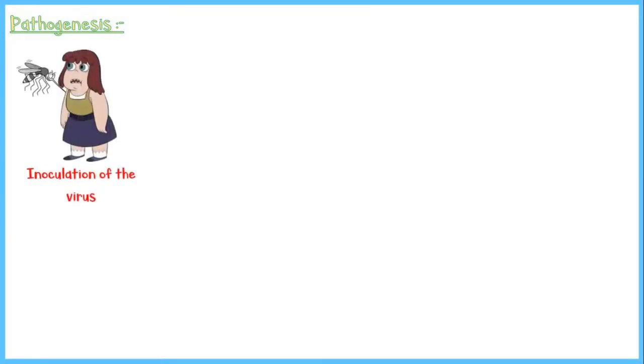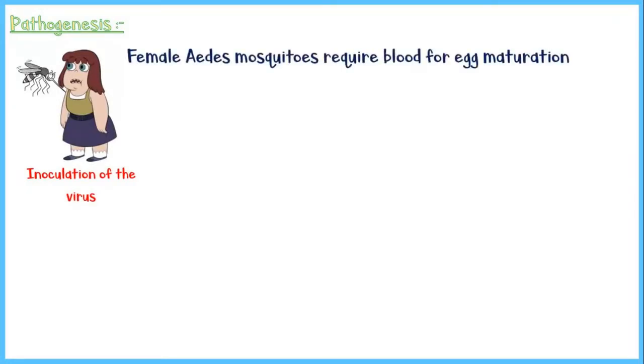Now let's discuss the pathogenesis of dengue infection. It starts when an infected female Aedes mosquito bites a person for a blood meal. During mosquito feeding, the virus is inoculated into the blood. Female Aedes mosquitoes require blood for their egg maturation.